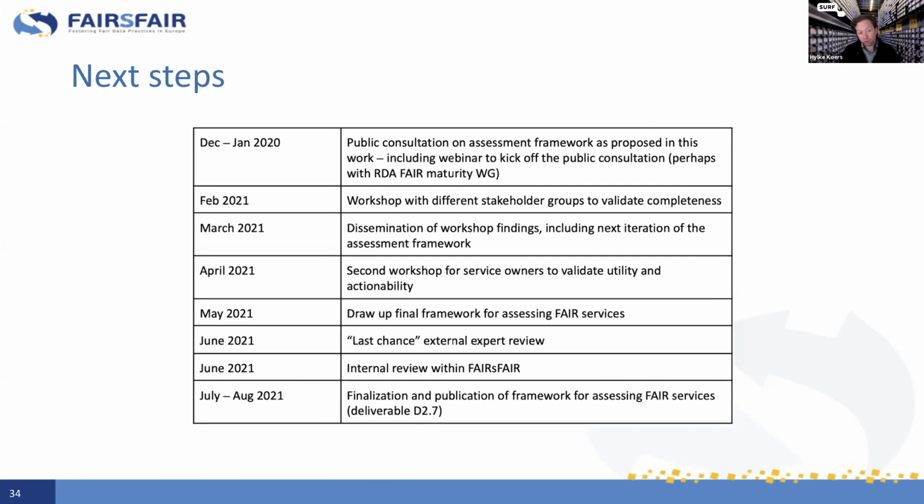Then a second workshop in April, focusing a bit more tightly on service owners, because ultimately that is the target audience for the assessment framework. So they can validate not only the completeness, but also the utility and the actionability. Does it have enough detail to be really taken as an action and used to evolve your service? And then over May and June, iterating a bit more and aiming to complete and publish this as a final deliverable by August 2021. So that's our timeline, and we are really hoping and counting on some active community engagement there.